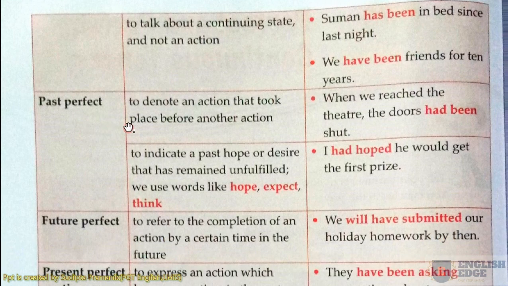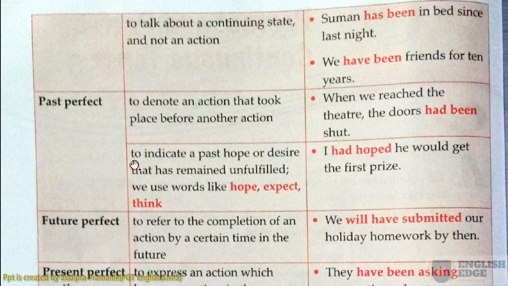Now past perfect, to denote an action that took place before another action, such as when we reached the theater the door had been shut. To denote an action that took place before another action, such as the patient had died before the doctor came. Here the patient died, that is, it is the first action. After that the doctor came there. So if you want to state it in a single sentence, you should say that the patient had died before the doctor came. So in this way we use past perfect tense.